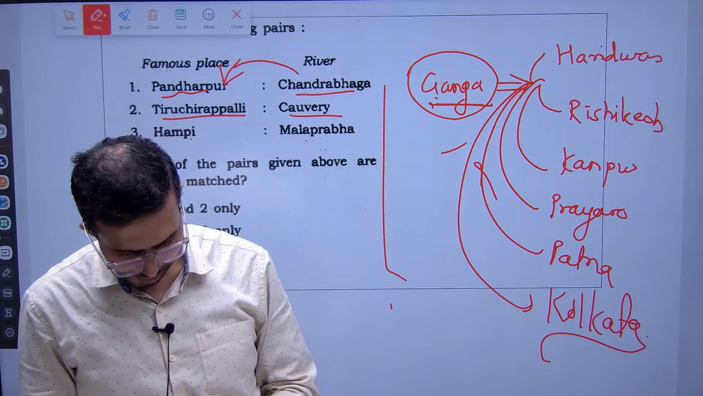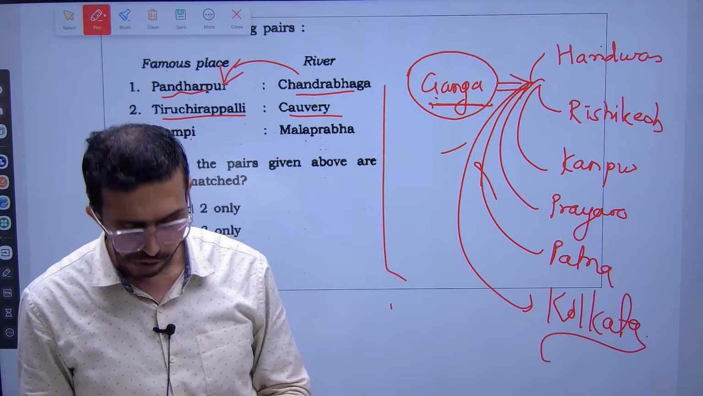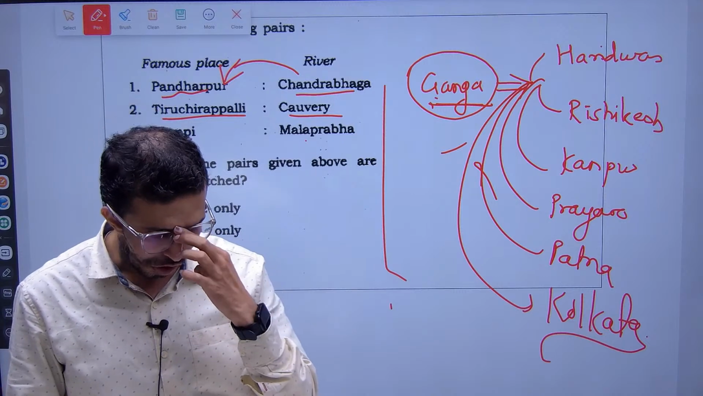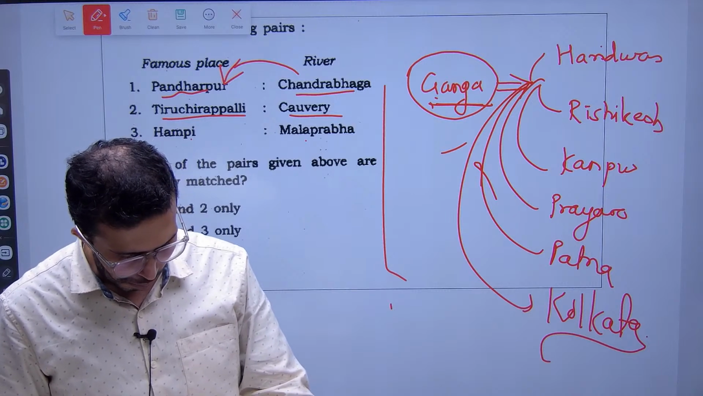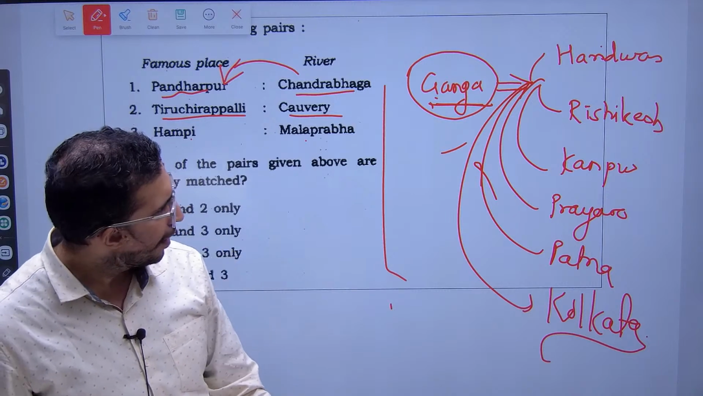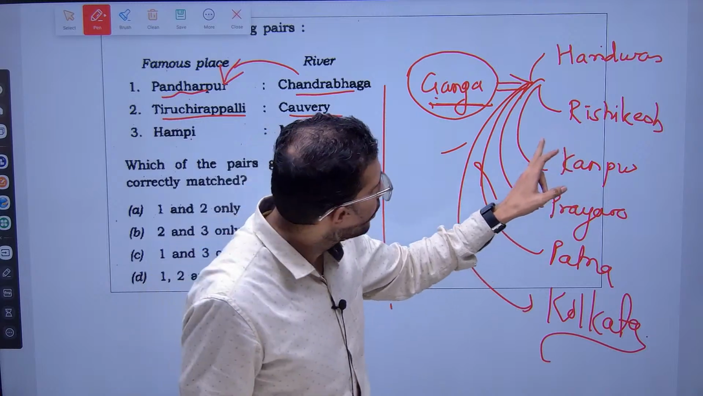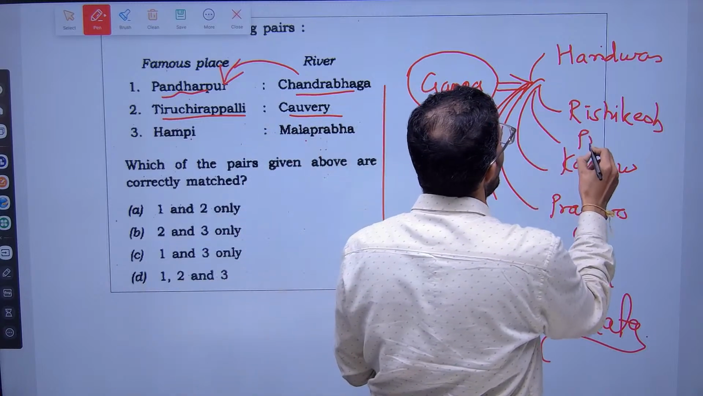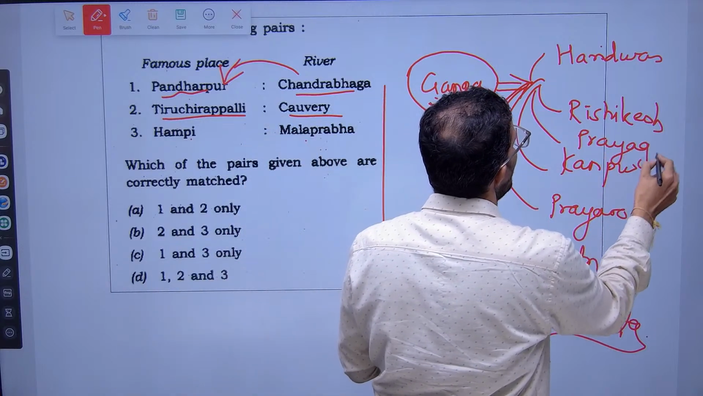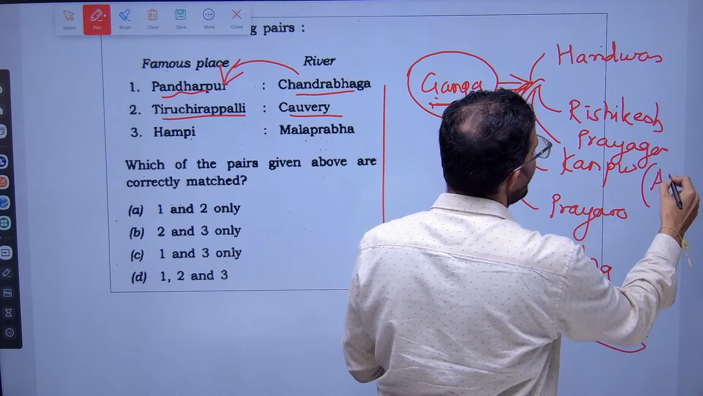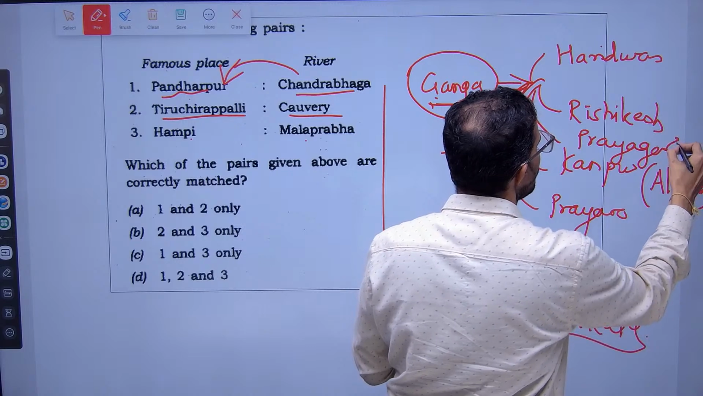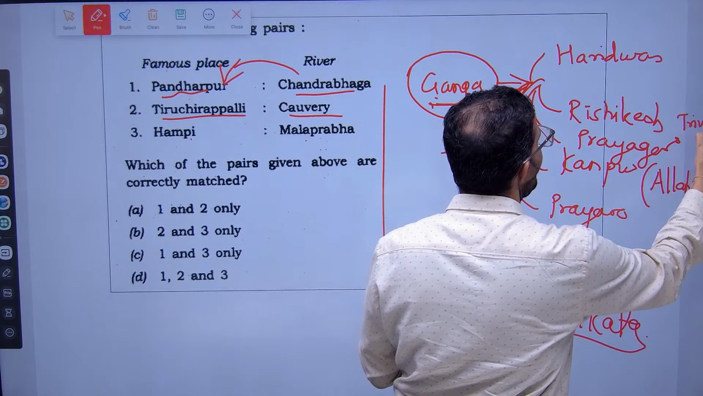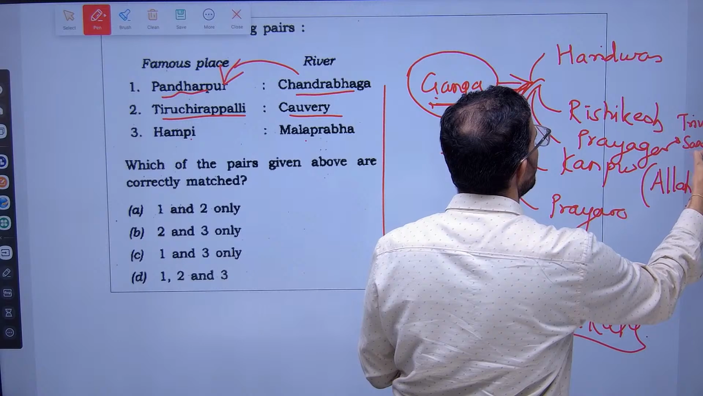Gomati, Ghagra, Gandak, Kosi, a good sequence from west to east. Agra is situated on the banks of the Yamuna river. Yes, Prayagraj is situated on the bank of the Ganga. We can add Prayagraj also. Earlier it was known as Allahabad. Prayagraj is also known as the Triveni Sangam. Yes, good one.